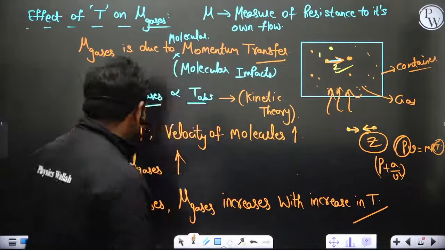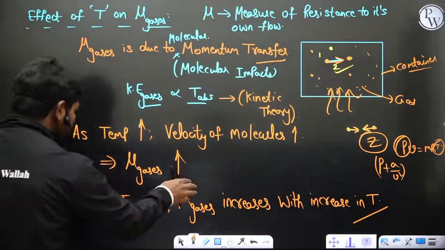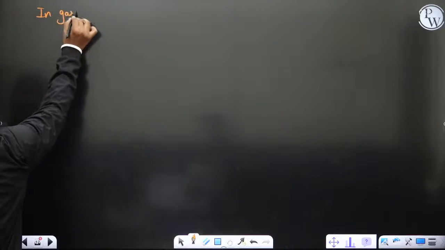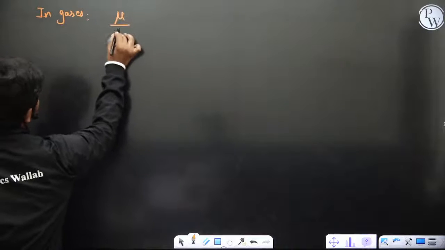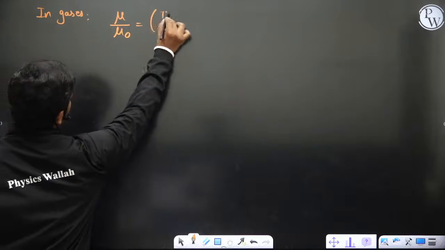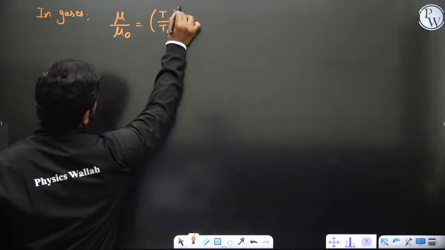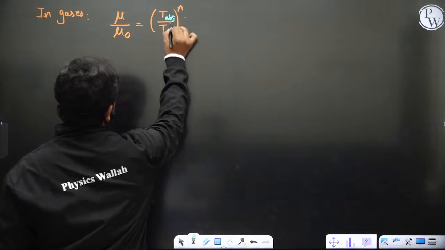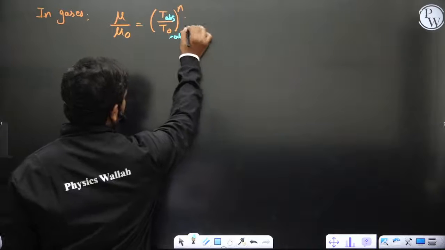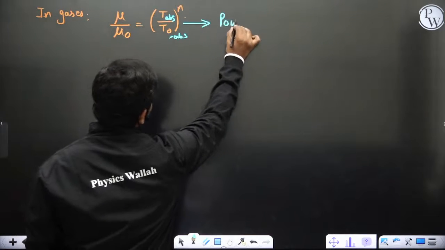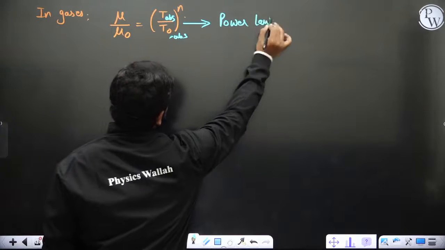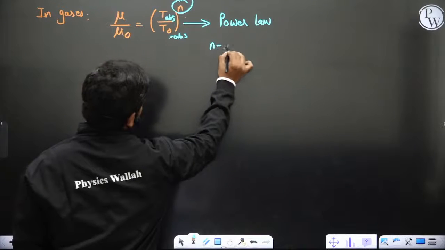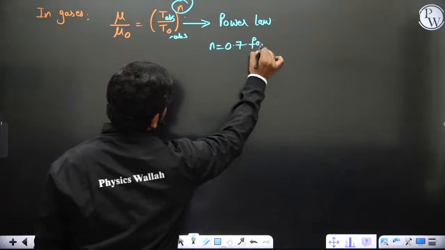Now let us see kinematic viscosity. So basically, if you see how dynamic viscosity changes in gases, mu by mu naught is given by (T by T naught) to the power n. Okay, these are absolute temperatures, so T absolute by T naught absolute. Absolute means you have to add 273. So this is the power law. This n is generally 0.7 for air.